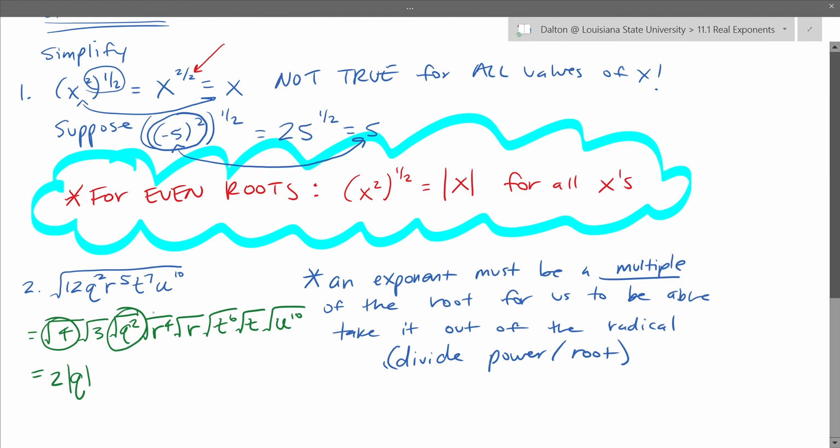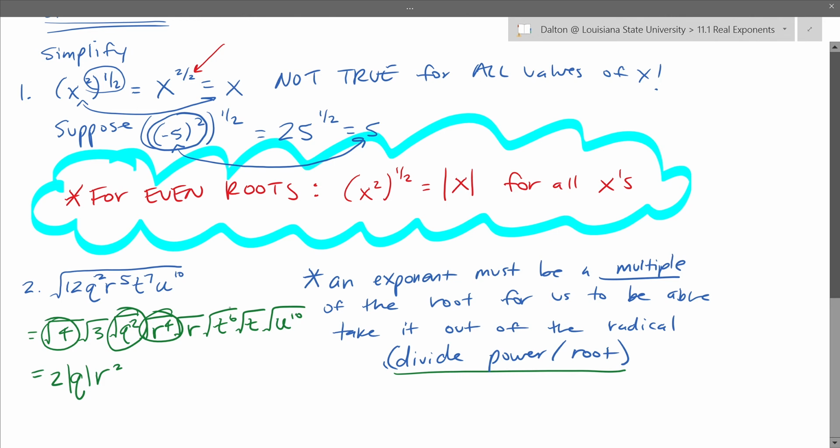R to the 4th power is another square number. The square root of r to the 4th power, if I divide power over the root, it'll be 4 over 2, which is 2. So that's r squared. Now, even though that's dealing with an even root, any number squared is going to be positive because a negative times a negative is still positive. So in that case, you don't need an absolute value symbol. The square root of r is not a square number, so I'm going to skip it.